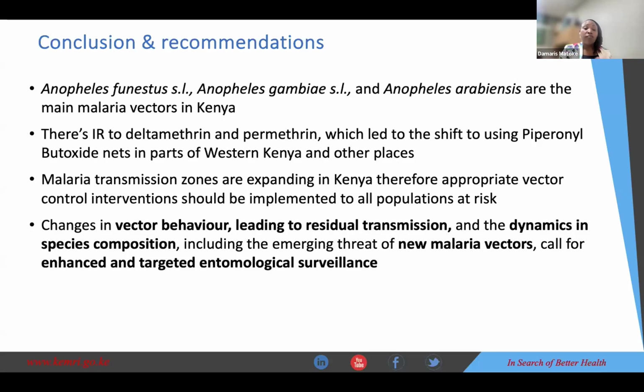Malaria in Kenya is expanding, going to zones which were known to be either low transmission or epidemic prone. So the disease is expanding and increasing. Therefore, it's important that the interventions that are implemented in the country are given to all population at risk. So we note from our studies that there's change in vector behavior, and also residual transmission and dynamics in the species composition, whereby we are reporting emerging new vectors such as stephensi and coluzzii. Therefore, it's important that we have enhanced and targeted entomological surveillance in the country.